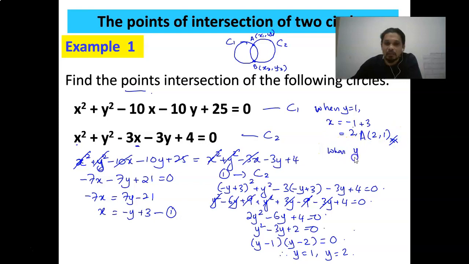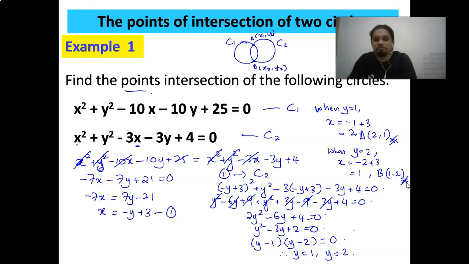And when y equals 2, then x equals negative y plus 3, negative 2 plus 3, equal to 1. So x equals 1, y equals 2. There you go. So those are both of the intersection points between the circles, which I label as A here and also B here.